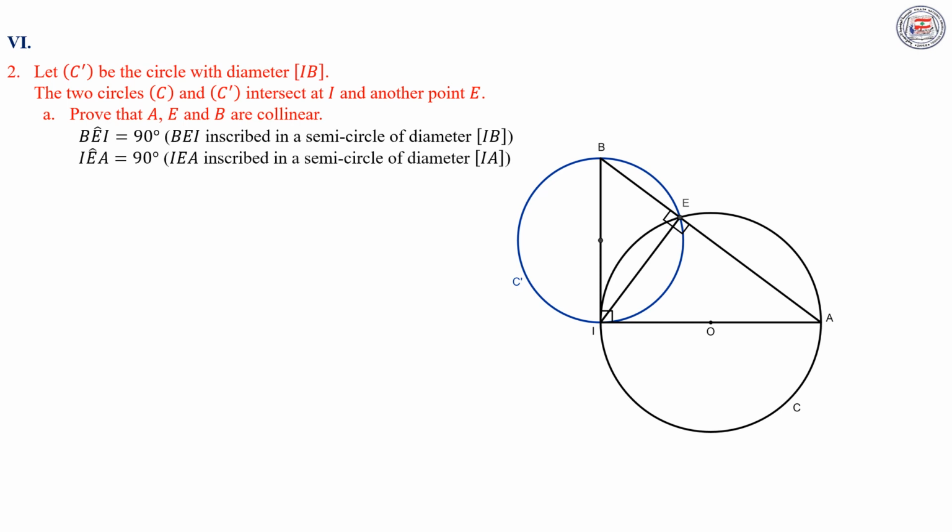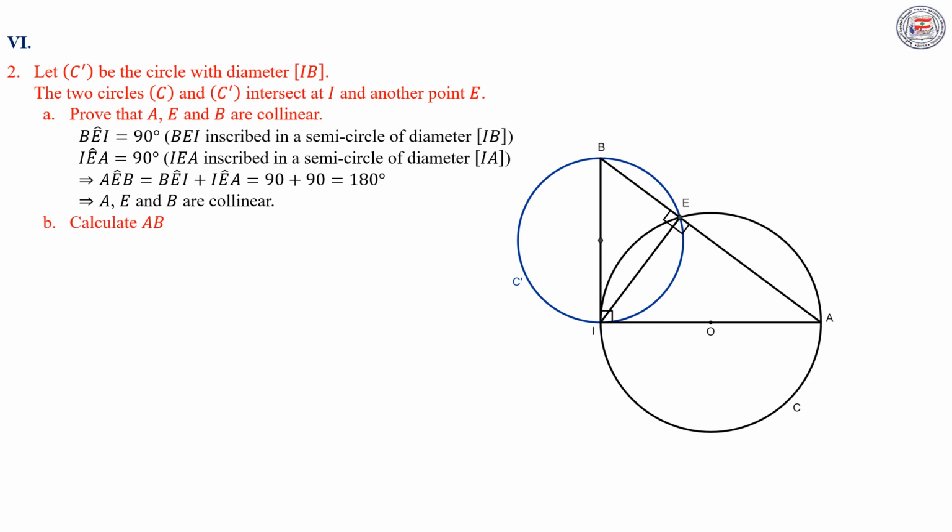IEA is equal also to 90 degrees, since the triangle IEA is inscribed in a semicircle of diameter IA. That means the triangle IEA is a right triangle. Then, the measure of the angle AEB, which is equal to the sum of the measures of the two angles BEI and IEA, then AEB is equal to 90 plus 90, then AEB is equal to 180 degrees. Therefore, we can deduce that A, E, and B are collinear.